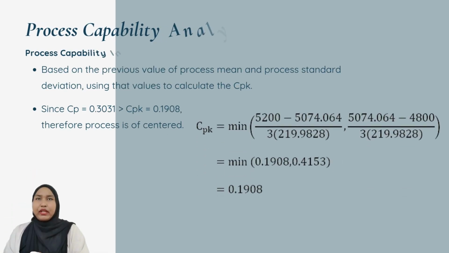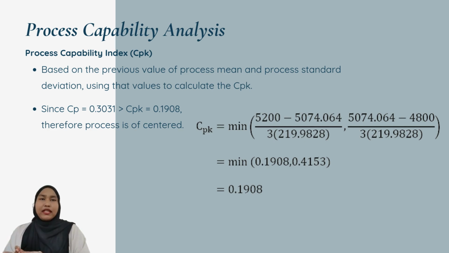Next, the process capability index, which is Cpk. Based on the previous values of process mean and process standard deviation, we use those values to calculate Cpk, and we get Cpk equals the minimum, 0.1908. Since Cp equal to 0.3031 is greater than Cpk equal to 0.1908, therefore the process is off-center.